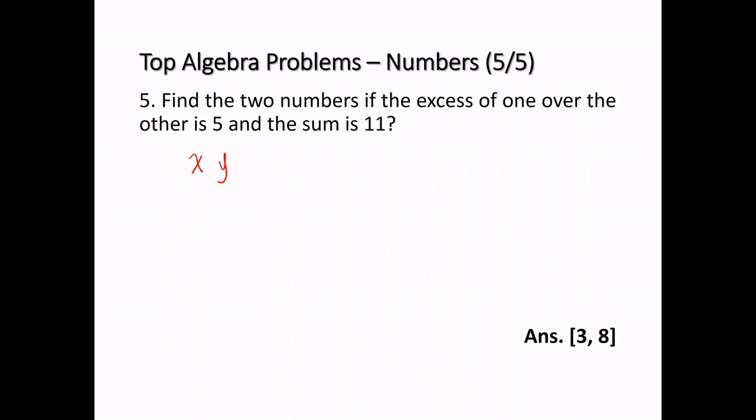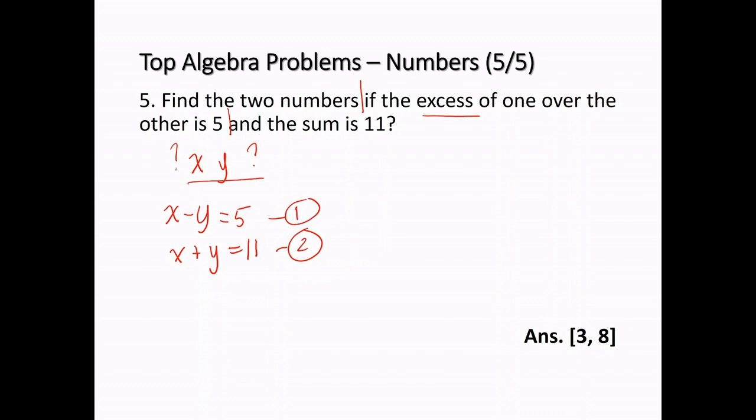But if you look at the phrases, find the two numbers, so we are looking for x and y. And then, if the excess of one over the other is 5, we stop there. So the excess of one over the other, we assume x is greater than y. So the excess is the difference, another way of saying difference, and it is 5, and the sum is 11. Okay, so very simple. We have two equations, two unknown variables.